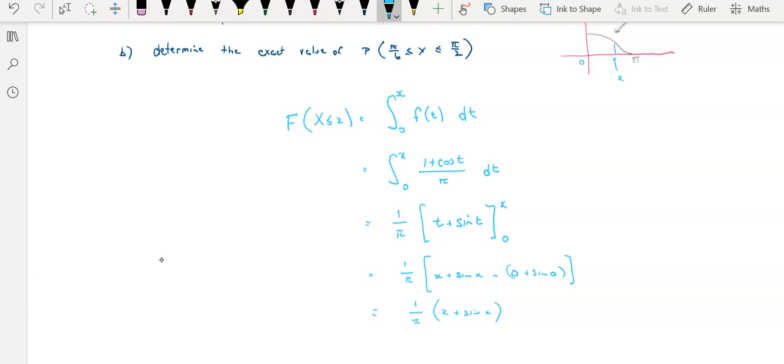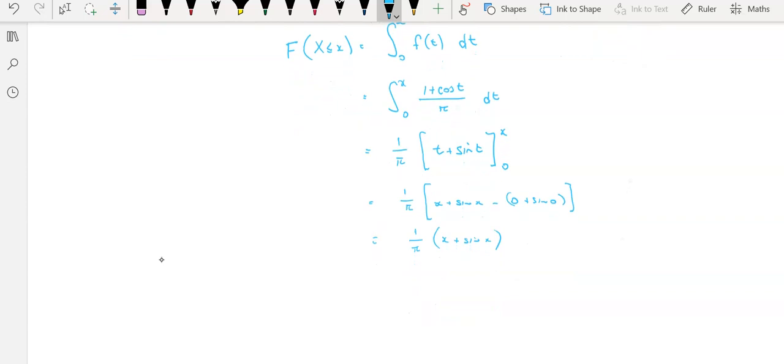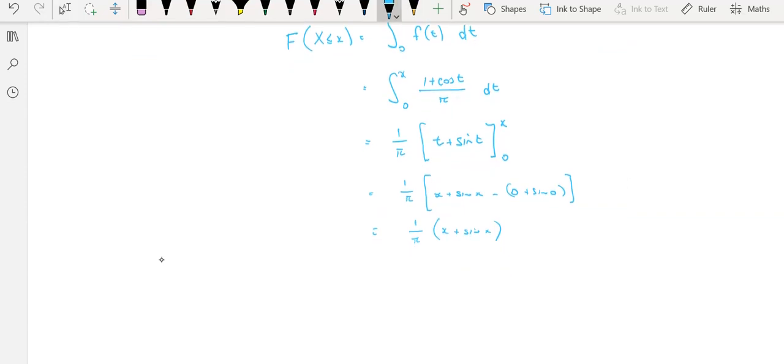What that means is I can plug in a value of x, and I'll get the probability up to that value from 0. That gets me this area in here for some value of x. Now if I want the probability that x lies between pi on 6 and pi on 2, sorry, it's the other way around, pi on 6 here, that's going to equal my CDF at pi on 2 minus my CDF at pi on 6.